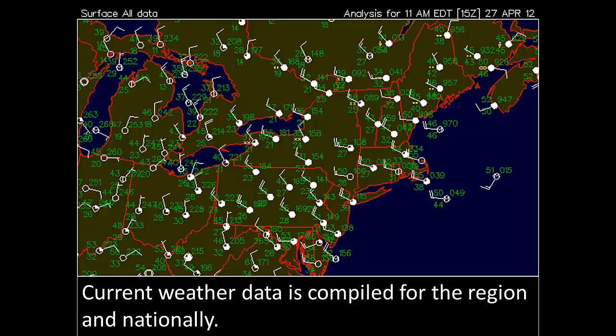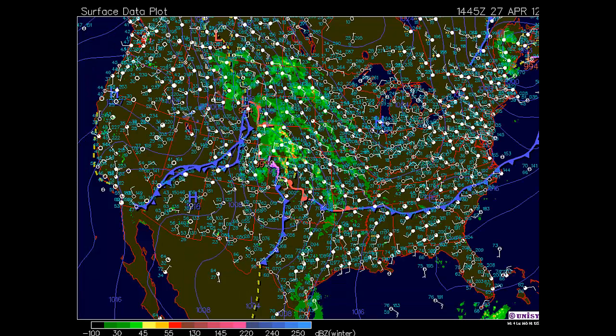That data also gets published in map form. So this would be for northeastern United States with station models, and I'm sure I've shown you in class the ones for the entire United States, and with fronts and precipitation and highs and lows plotted.